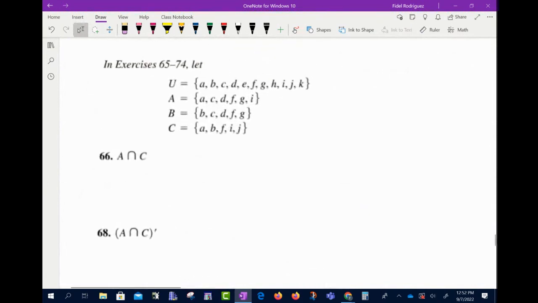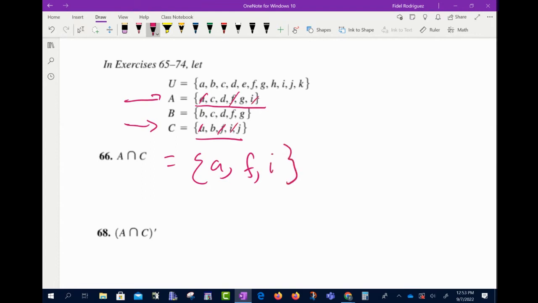All right, so let's try the same thing here. We want to find the intersection and then the complement of the intersection. So if I look at the first part, A intersection C, remember what A intersection C means? It just means what letters do they have in common? So the letters they have in common are A, F, and I.